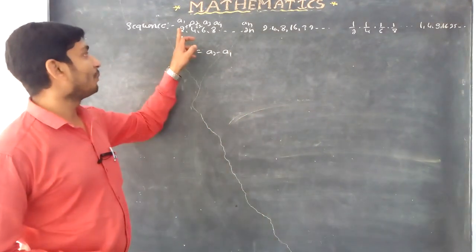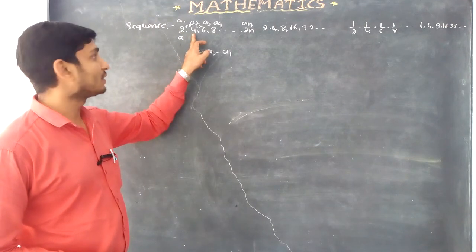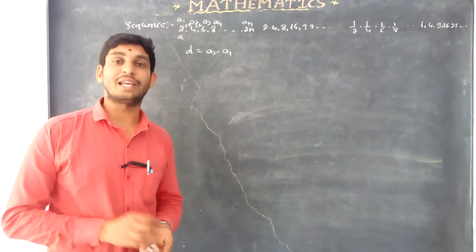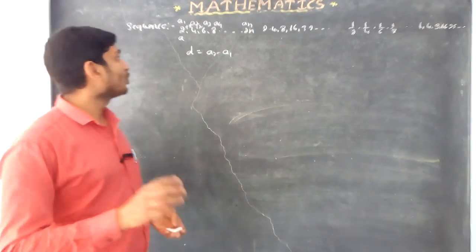Because the general form of AP is A. This one is second term is A plus D, third term is A plus 2D, fourth term is A plus 3D. That's why nth term becomes A plus N minus 1 into D. Those many things you have studied.